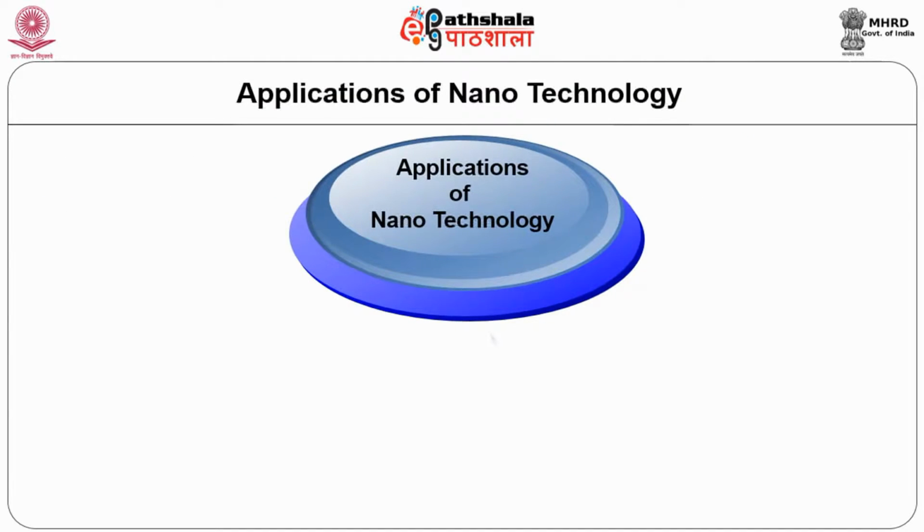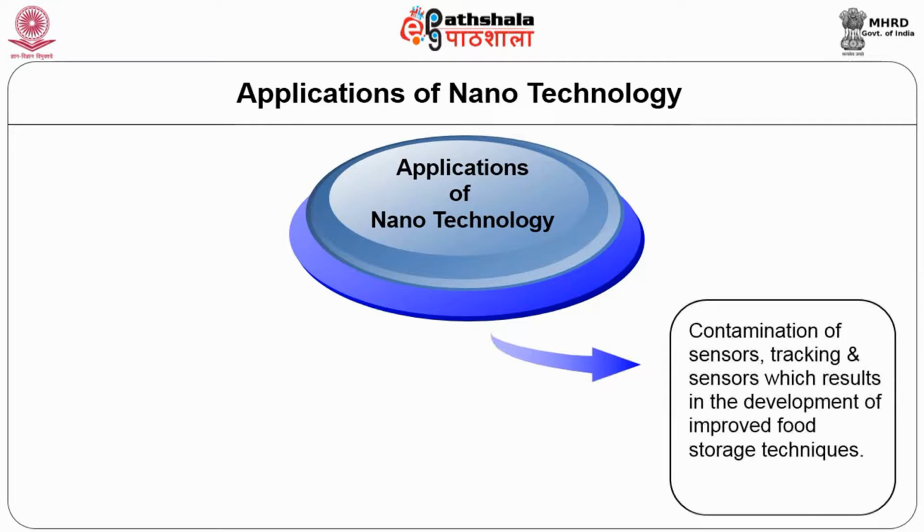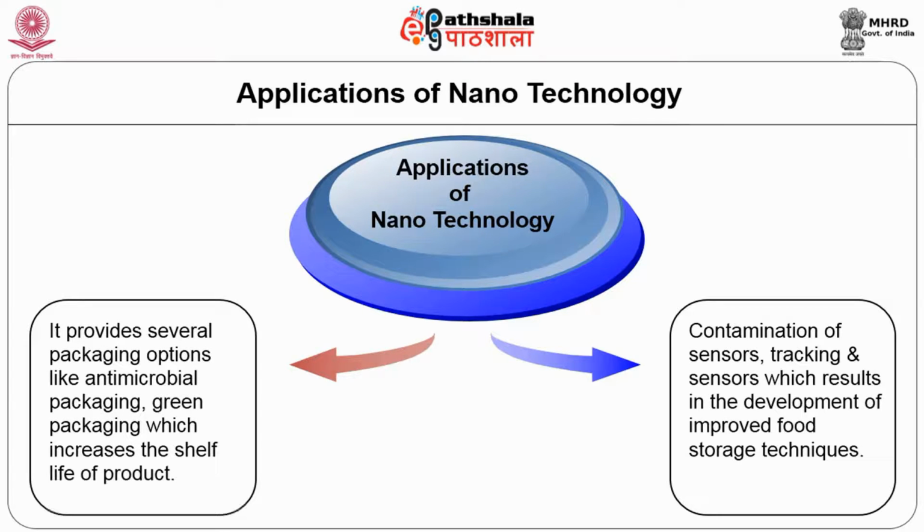Application of nanotechnology in food packaging include firstly contamination sensors, tracking and tracing, thus resulting in the development of improved food storage techniques. Secondly, it provides several packaging options like antimicrobial packaging, green packaging, etc., thus increasing the shelf life of the product.